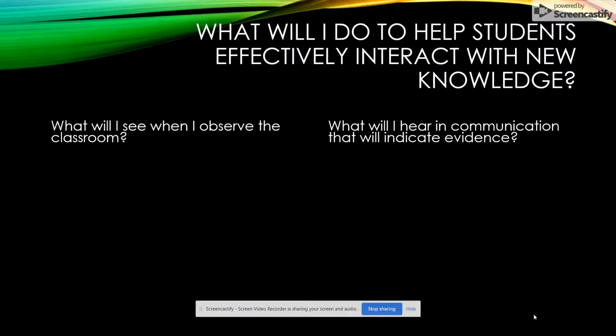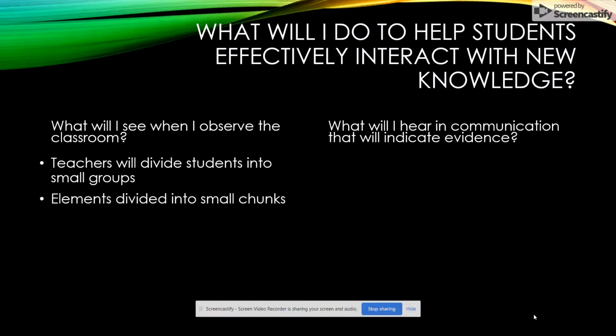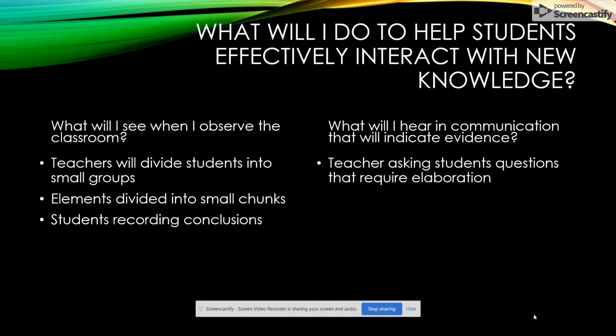What will I do to help students effectively interact with new knowledge? What will I see? How students will be divided into small groups. And each element that they're learning will be divided into small chunks for each group. And then students will be recording their conclusions within their groups. What will I hear? The teacher will be asking students questions that require elaboration within their groups. And teachers will be asking students reflective questions throughout the lesson.